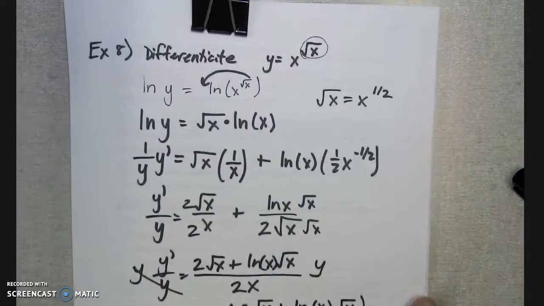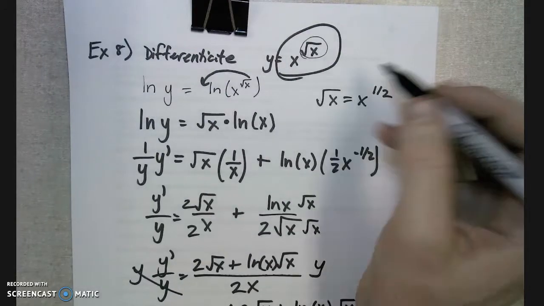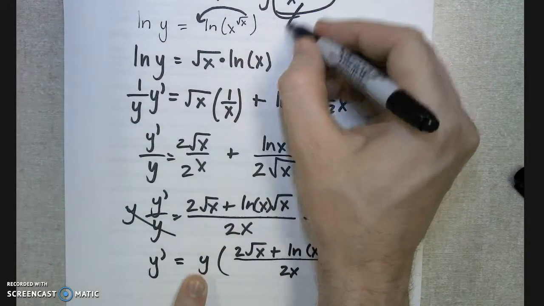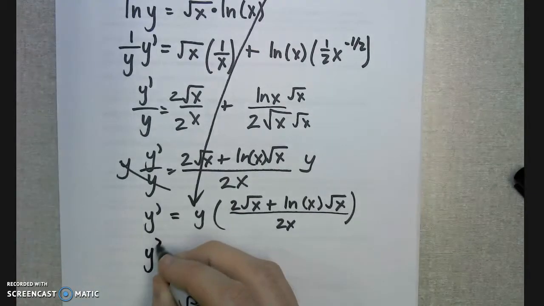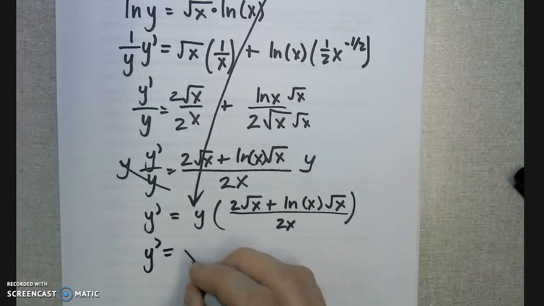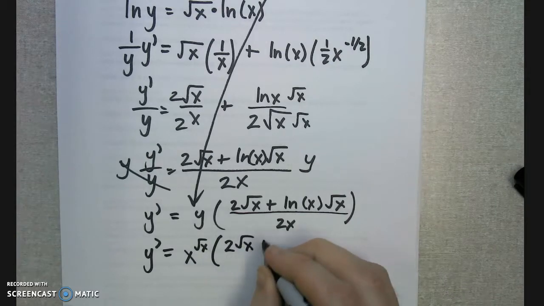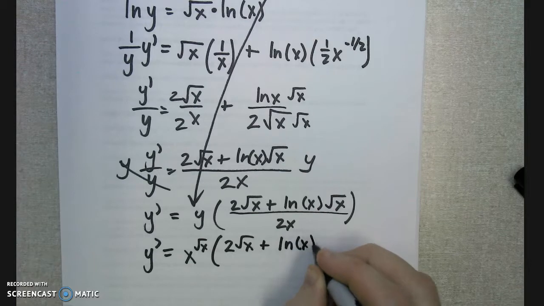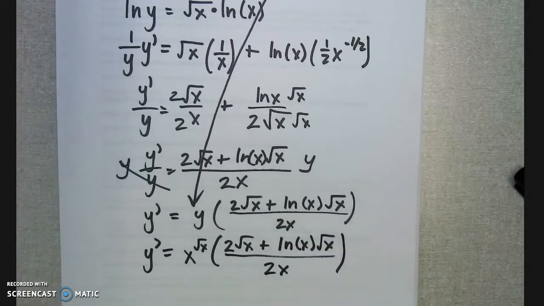So we go back up to the original, and y is x radical x, and you substitute that in for the y value. So that'll be y prime is x rad x, and then that whole parentheses that we already did. And that is your derivative.